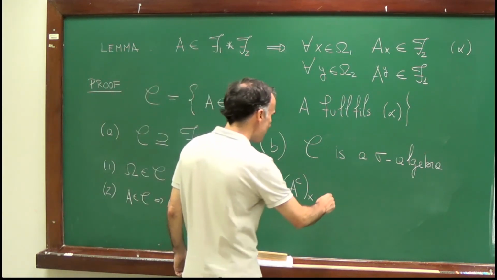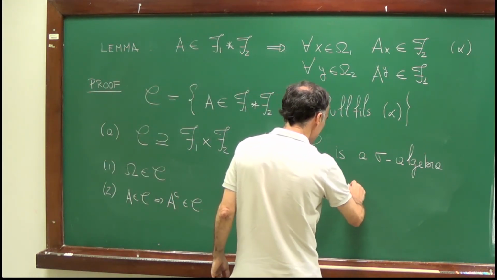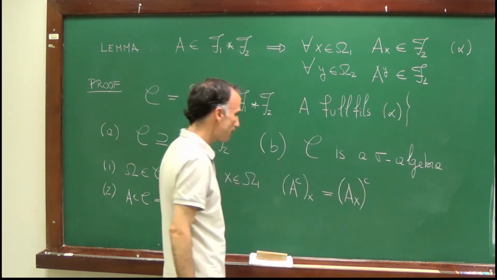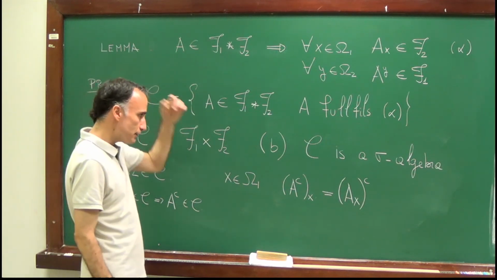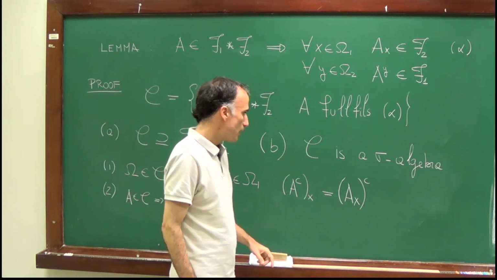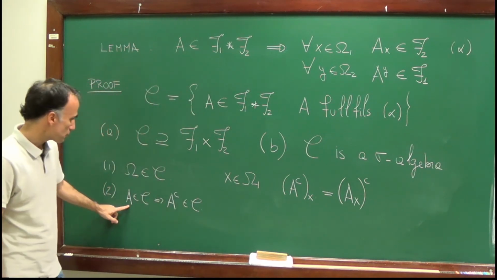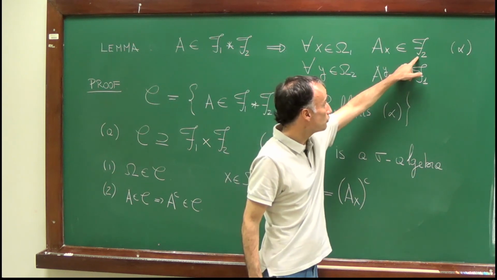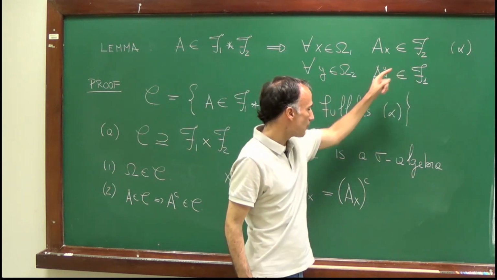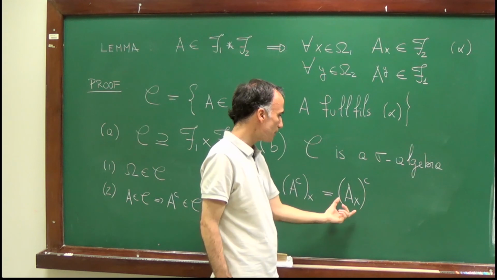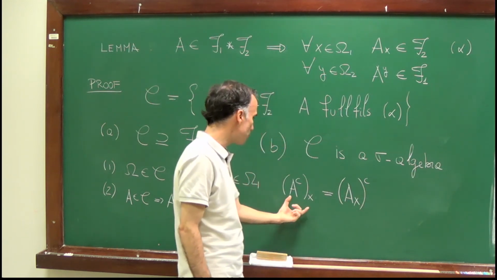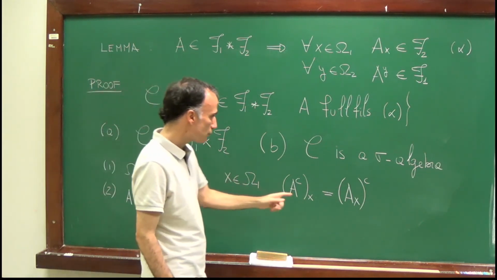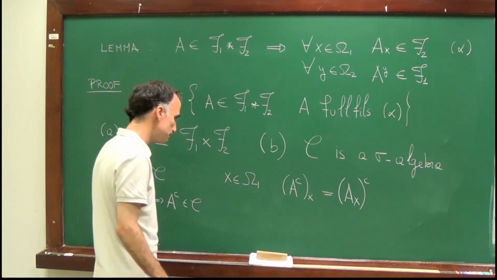And what I claim is that this is exactly the complement of the section at x of A. If I can prove this identity, well, I know that A by assumption belongs to C, therefore Ax belongs to F2, and since F2 is a sigma algebra, it's closed by complement, and therefore this set belongs to F2, which proves property 2. So the only thing I have really to do is to show that this identity holds.